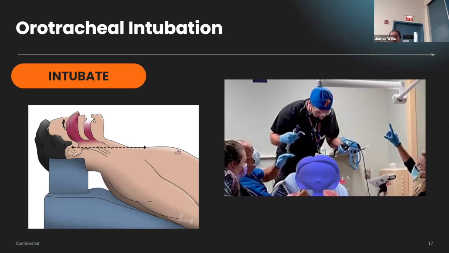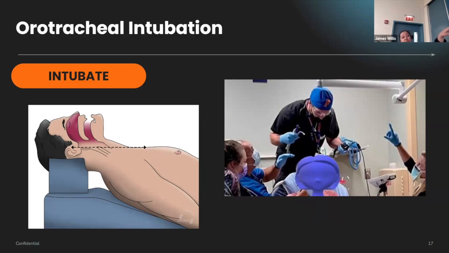You might not be doing it with them supine. You might end up having them with the head of the bed fully up. You've got to also prepare how you're going to do this. Standing up intubations can be technically difficult.